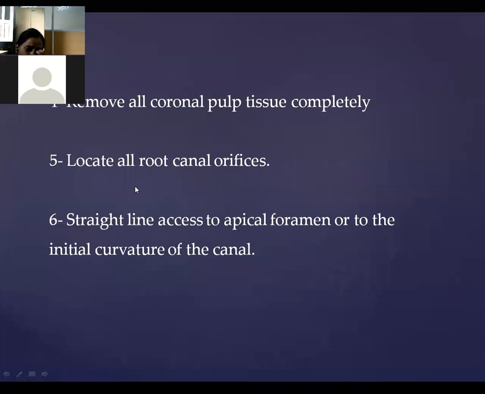So the next objective, the secondary one, you can say, is to remove all coronal pulp tissue completely. See, if you get the straight line access, you are going to get the complete removal of the coronal pulp tissue. And if you remove the complete coronal pulp tissue, it will be easy to locate the canal orifices. Canal orifices is the term for the canal openings which we see on the floor of the pulp chamber. Am I clear? Samajh gaya?